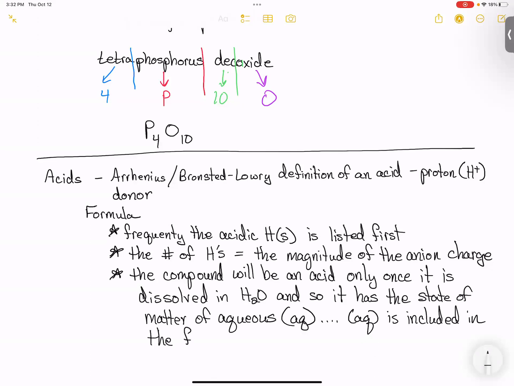Now, I will warn you that when you come to Active, it doesn't ask you to include AQ in the formula. So on Active, you won't be asked to include AQ in the formula, but for my purposes in class, we will include the AQ.